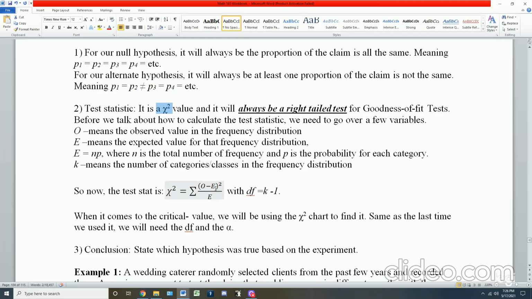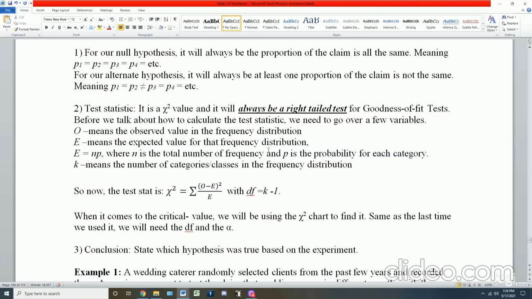It's the sum of O minus E squared divided by E. And remember, this is a sum. I'll just break this down so you can see what's going on. O means the observed value, so what we found up in our frequency distributions. E is what we expected to happen for each individual frequency. Now, to find E is very simple. It's always N times P, where N is the total number of frequencies, and P is the probability of each frequency class. And that's also pretty easy to deal with as well.